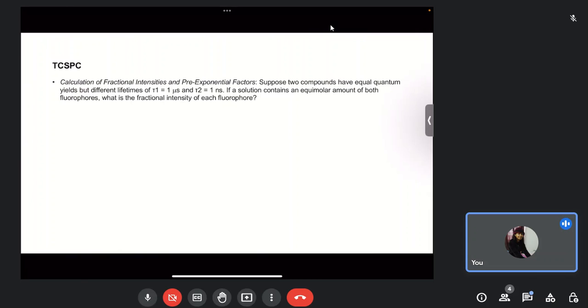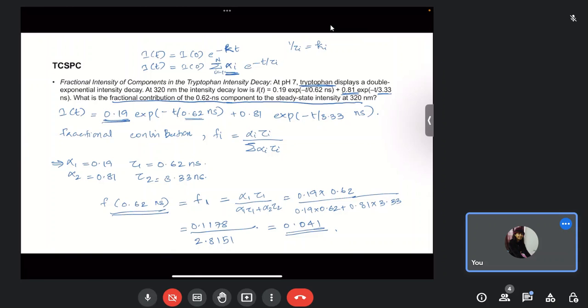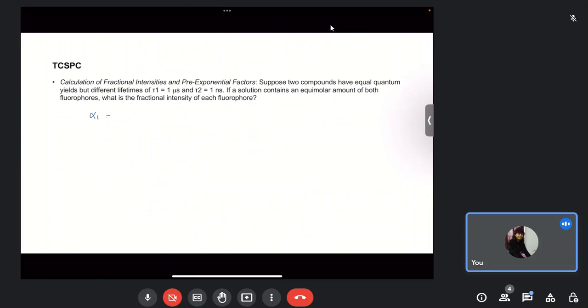So the second question for this TCSPC is, suppose we have two compounds which have equal quantities but different lifetimes. Tau 1 is 0.1 microseconds and tau 2 is 1 nanosecond. The solution contains equimolar amounts of both fluorophores. What is the fractional intensity of each fluorophore? So alpha 1 in this particular case is going to be 0.5, and alpha 2 is going to be 0.5, because concentrations and quantum yields are equal.